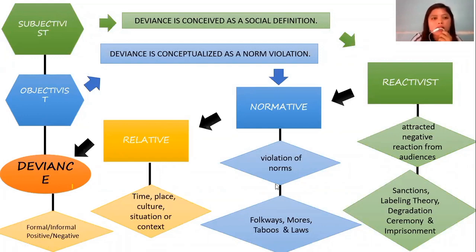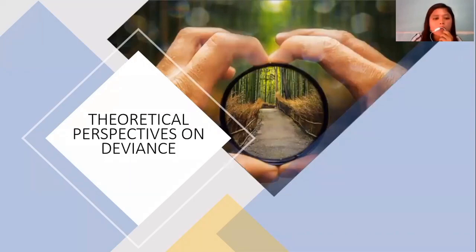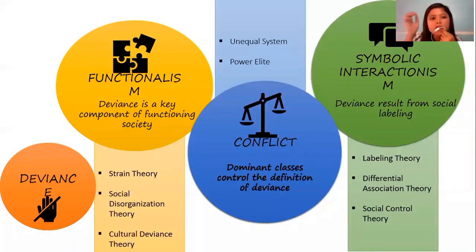So next, we have here theoretical perspectives on deviance. In theoretical perspectives on deviance, it is grouped according to three major sociological paradigms. So we have functionalism, conflict, and symbolic interactionism. So first, we will discuss theories under functionalism. But before that, what is the functionalism paradigm? It models that society is composed of different parts that function or work together to contribute to the whole.